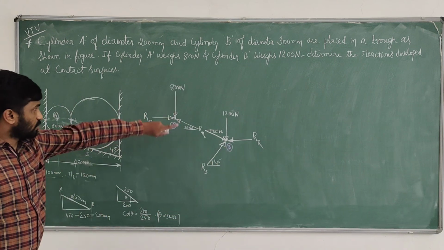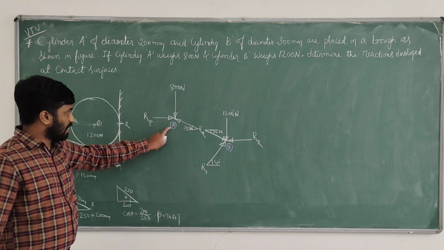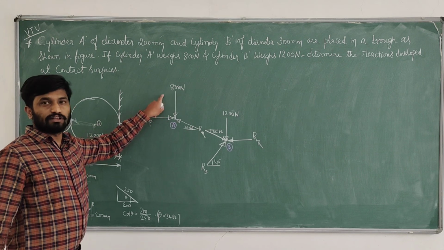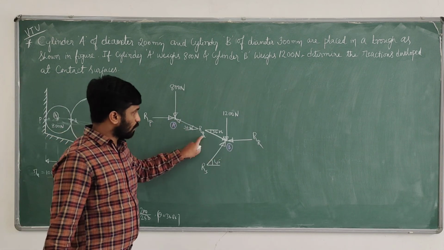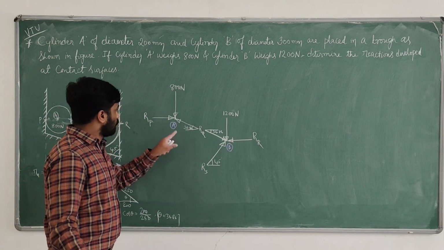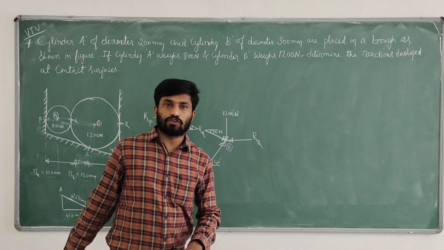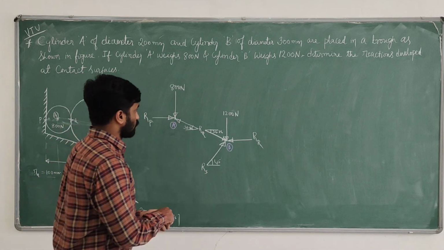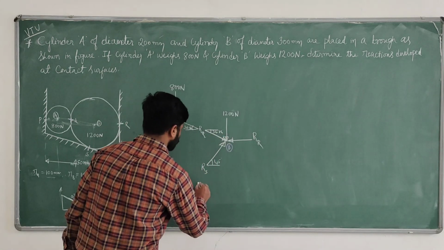Now we observe this. Sphere A has how many forces? 1, 2, 3 forces: 2 reactions and 1 known force. Sphere B has 1, 2, 3, 4 forces. So which has the least number of forces? Sphere A has the least number of forces. So start solving by applying Lami's theorem on sphere A. So consider sphere A.